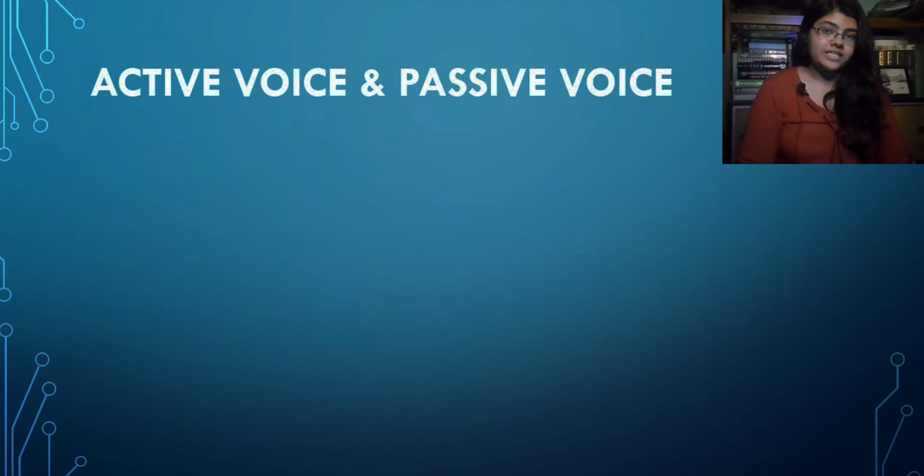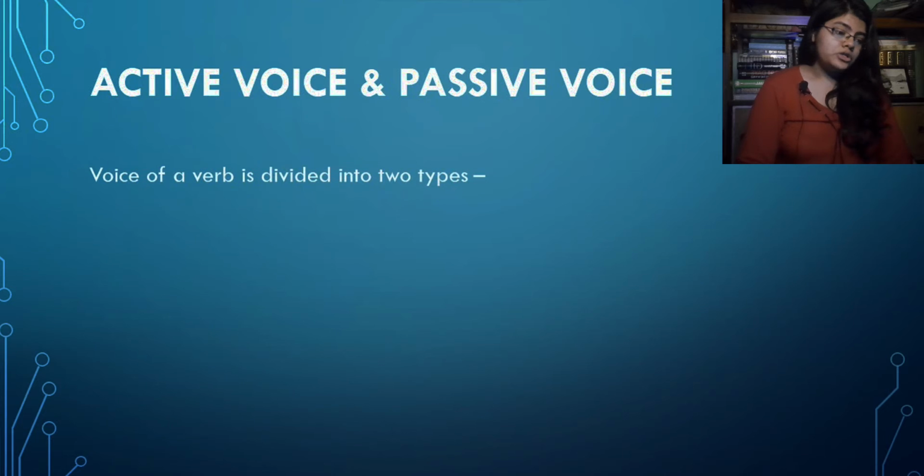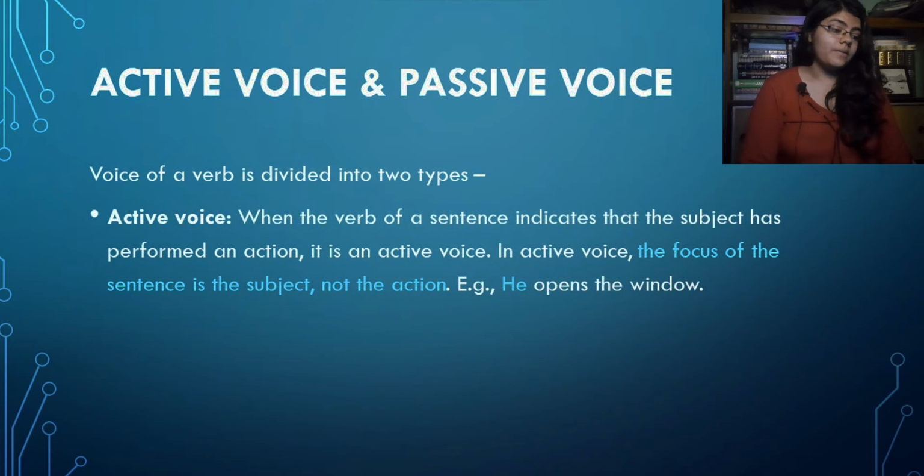Active voice and passive voice. Let's see. So, voice of a verb is divided into 2 types. What are the types? First one is active voice. When the verb of a sentence indicates that the subject has performed an action, it is an active voice. So, something that we already learned before in the definition of voice, that there will be 2 cases. In one case, the subject will perform an action and in the next case, the subject will receive the action. So, in the case where the subject is performing the action, that is called an active voice.